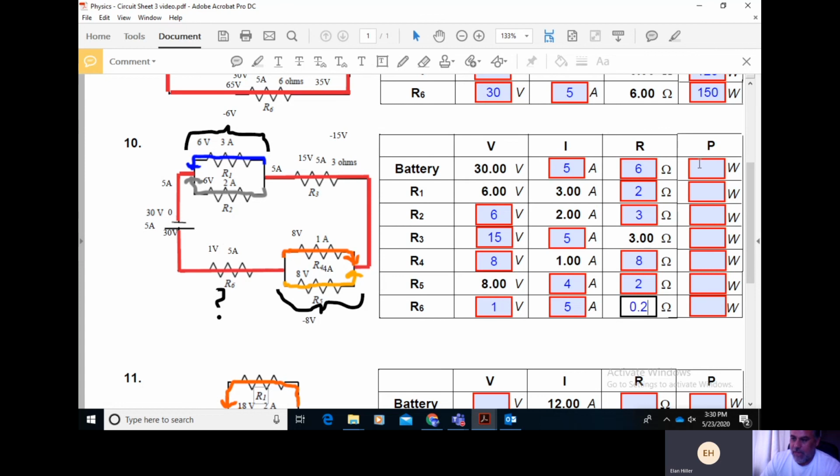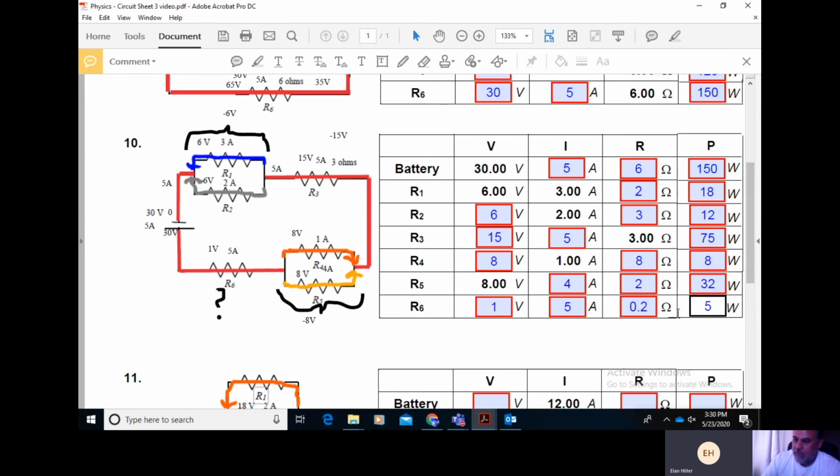So let's go ahead and do the math on the power. 30 times 5 is 150. 6 times 3 would be 18 watts. 6 times 2 would be 12 watts. 15 times 5 should be, what, 75 watts? Yeah. 8 times 1 is 8 watts. 8 times 4 is 32 watts. And 1 times 5 is 5 watts.